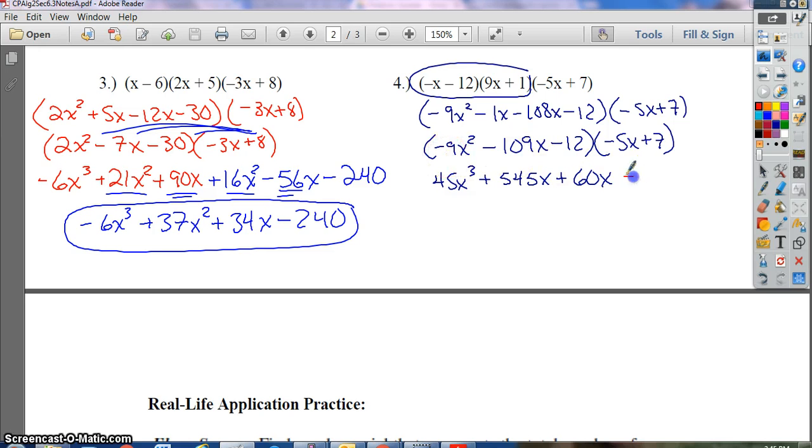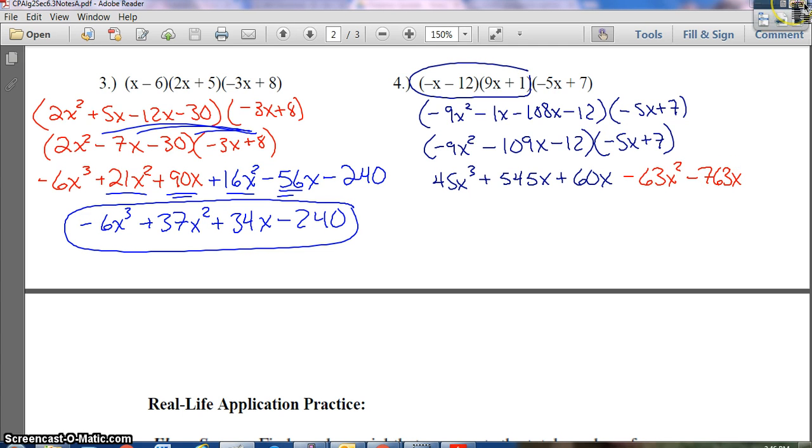Multiply the 7 in. So that's negative 63x squared. This is negative 763x. And 7 times 12 is 84. Okay? All right. Like terms, shall we? 45x cubed stands alone. Ooh, got my square. 545.